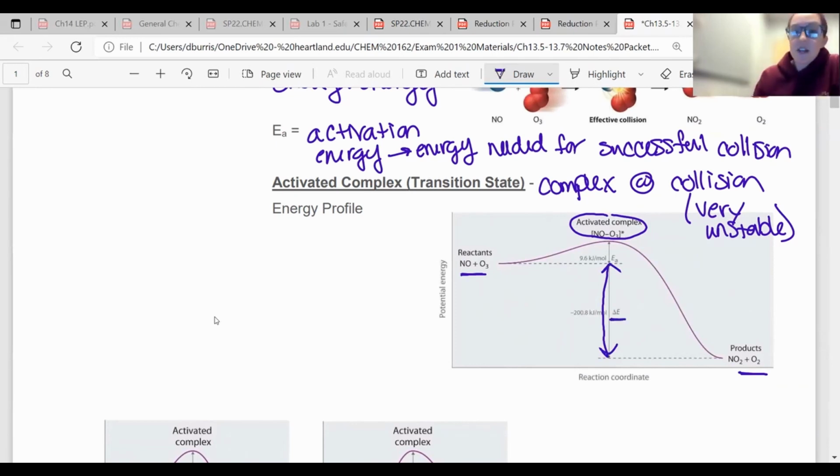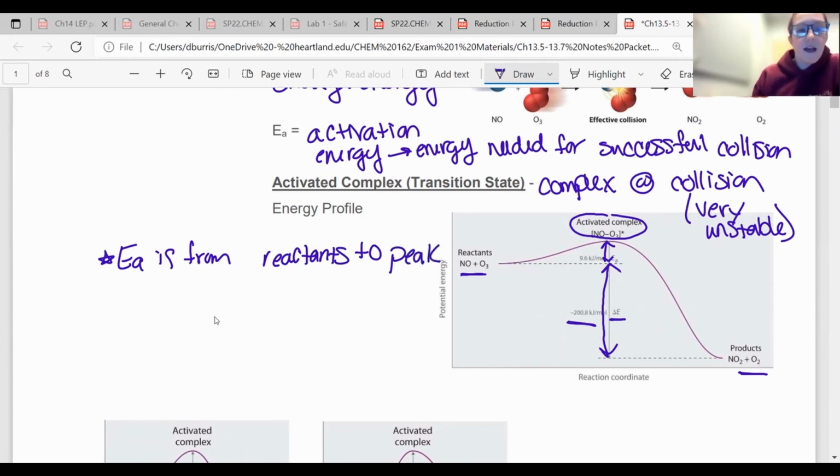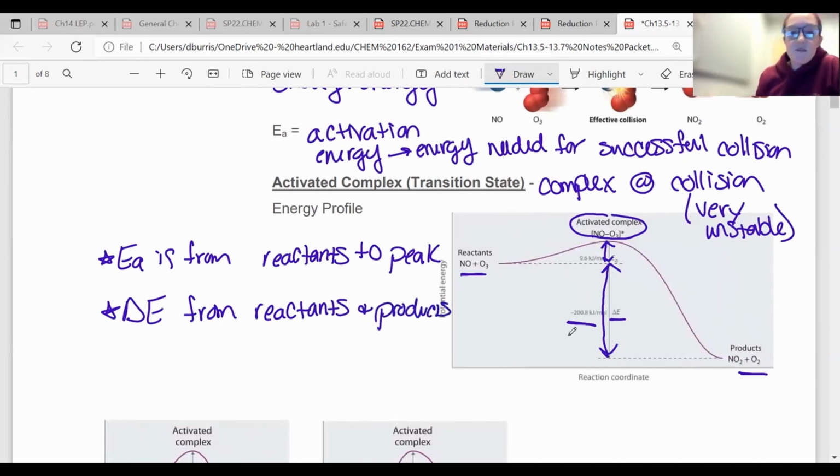The difference between my reactants and my products, represented by this arrow here, is the change in energy. Change in energy, we know, tells us if something is going to be endothermic or exothermic. Notice this is negative because the energy went down. So this was an exothermic process. The other thing that you're going to be able to tell is the activation energy, and that's from the reactants to the activated complex. So Ea is from the reactants to the peak, or that activated complex. And you can also tell the change in energy, which is the difference between your reactants and your products. And this again will tell you if it's endothermic or exothermic.